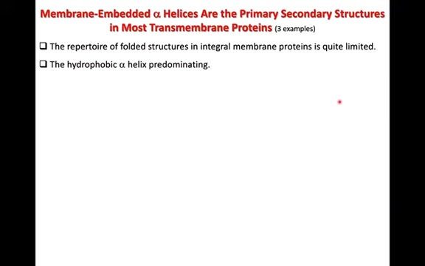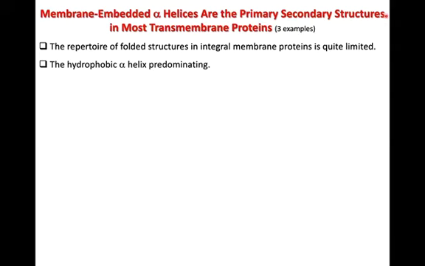So let's see some examples. Let's see some examples of membrane embedded alpha helices, which are the secondary structure in most transmembrane proteins. And we'll talk about three examples. You need to be familiar that proteins in their secondary structure can appear in the form of alpha helix or a beta chain. We understand now how these proteins get embedded inside the biomembranes. And we'll talk about three examples.